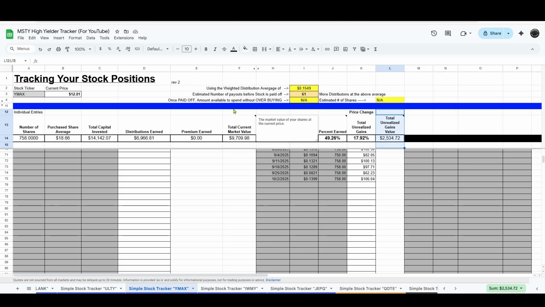Now, of course, by buying more shares, you do increase your potential, and I do air quotes on potential because that's not guaranteed.